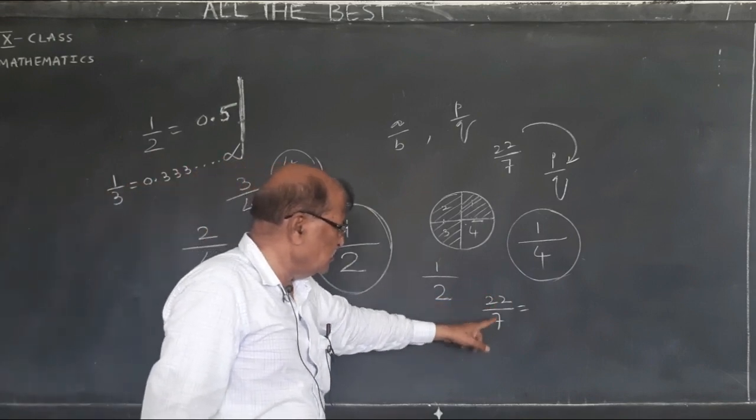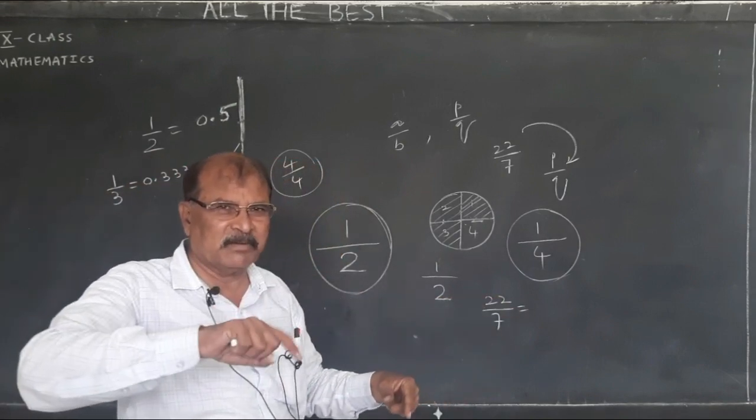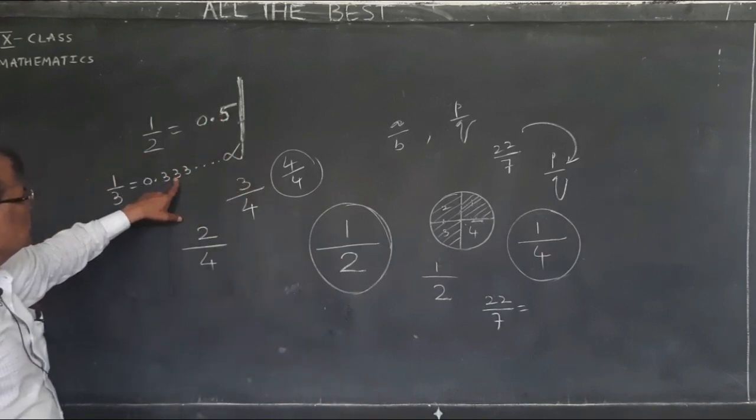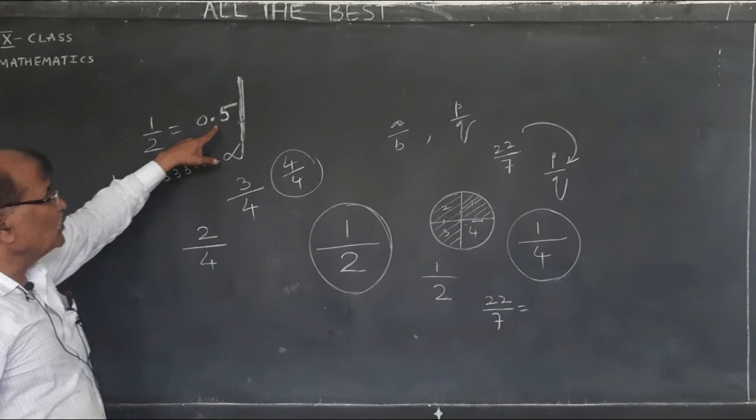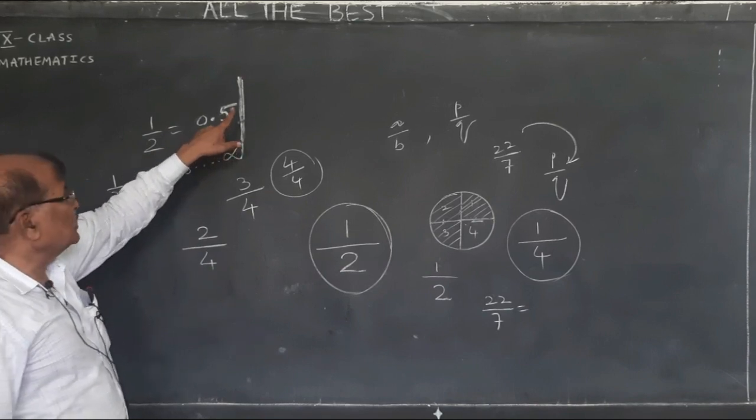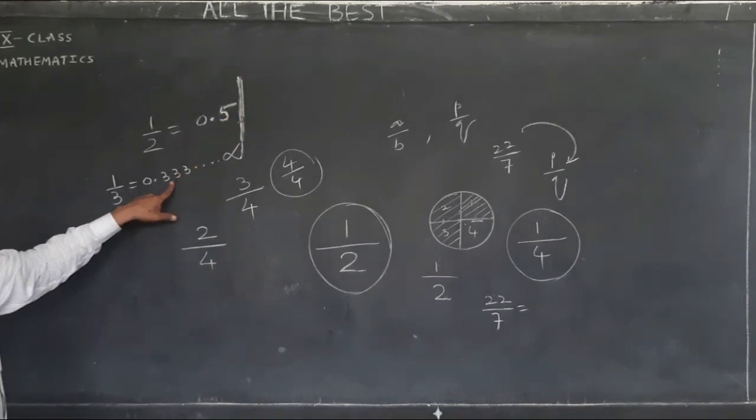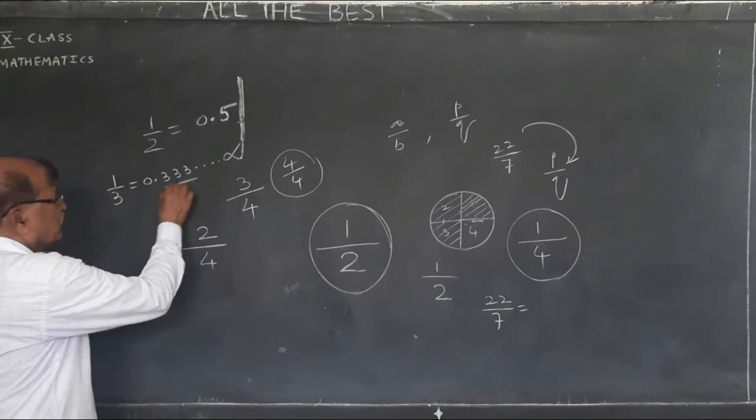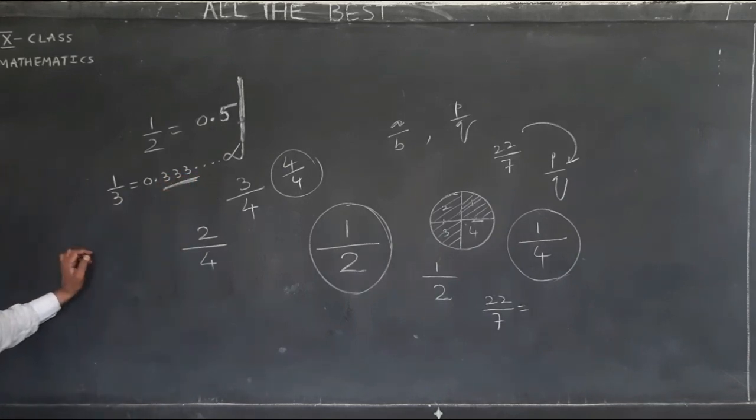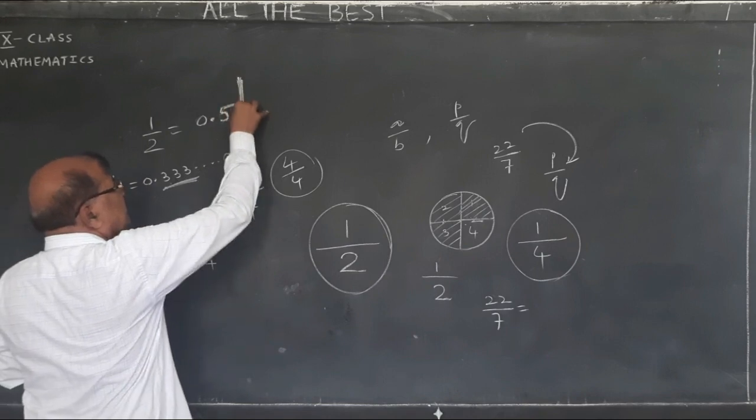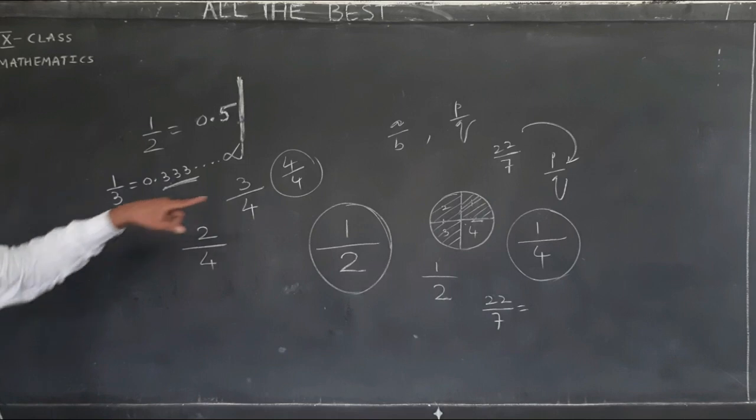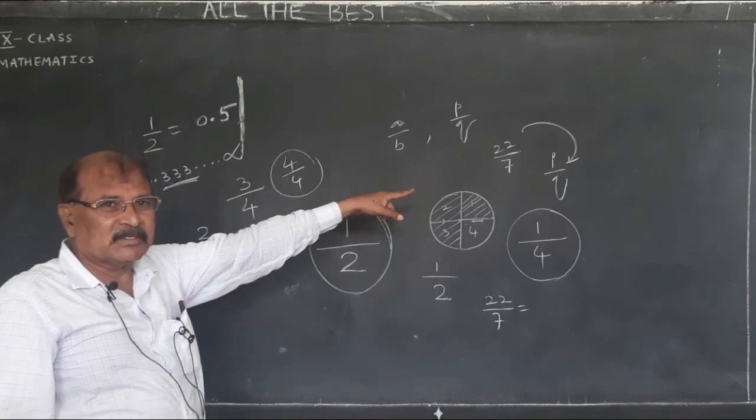and simplify this 22 divided by 7. You don't get either terminating decimal or non-terminating decimal. You will be getting a different decimal. In that you don't find recurring and you don't find terminating. It's a different one. It comes under irrational numbers.